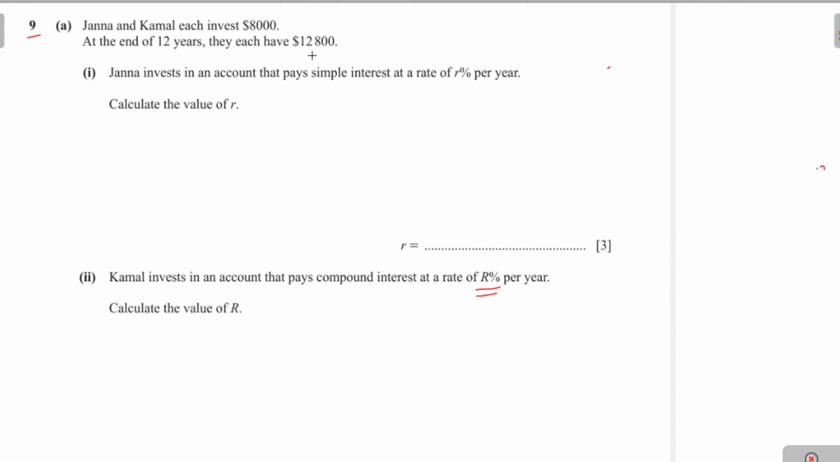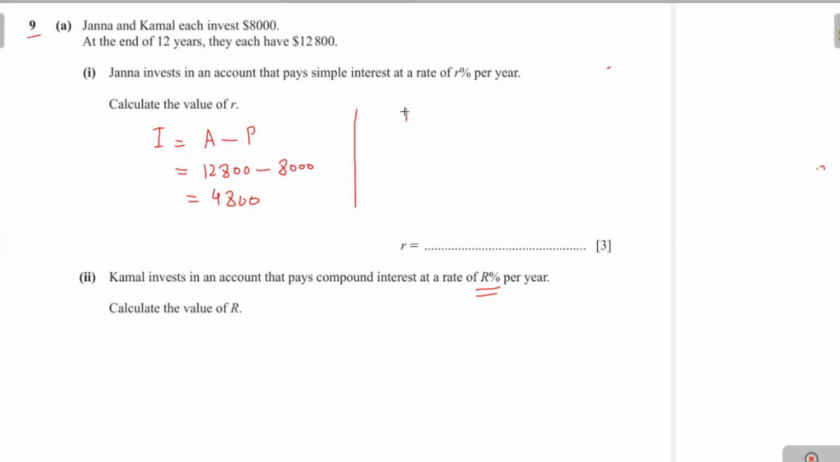Firstly, we have to calculate the simple interest value. That will be equal to the amount after 12 years minus the principal amount. The amount after 12 years is 12,800 minus the principal amount, here the investment amount, that's equal to 8,000. And this value will be equal to 4,800.